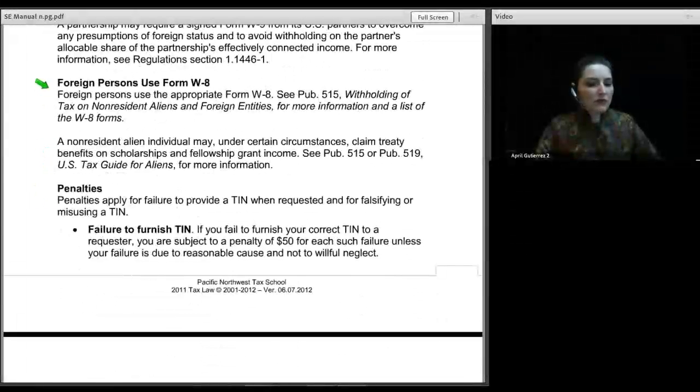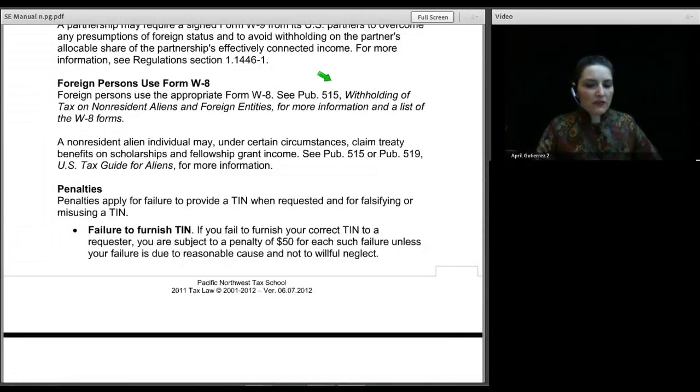If you're doing business with foreign persons, you have them fill out a different form, and that form is called a W-8. There's a whole bunch of W-8s out there. So if you're dealing with a foreign individual, you'd need to go and read up on IRS's website about Form W-8, and they have a whole publication on it called 515.